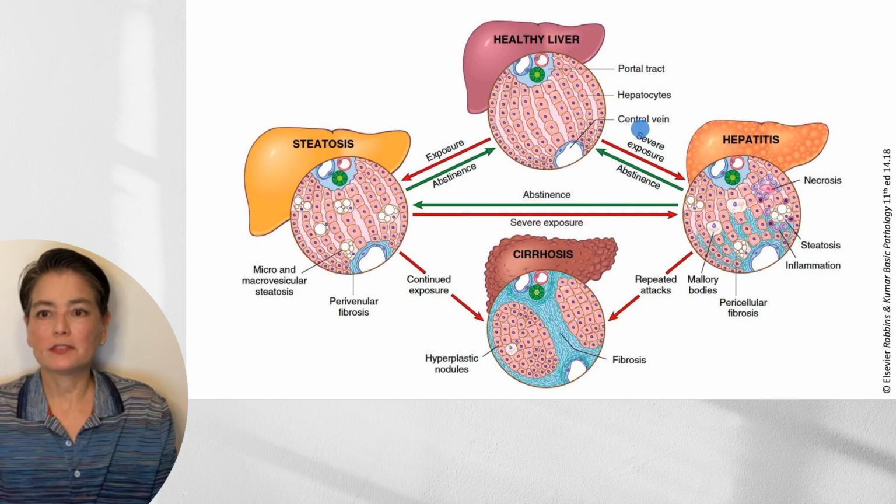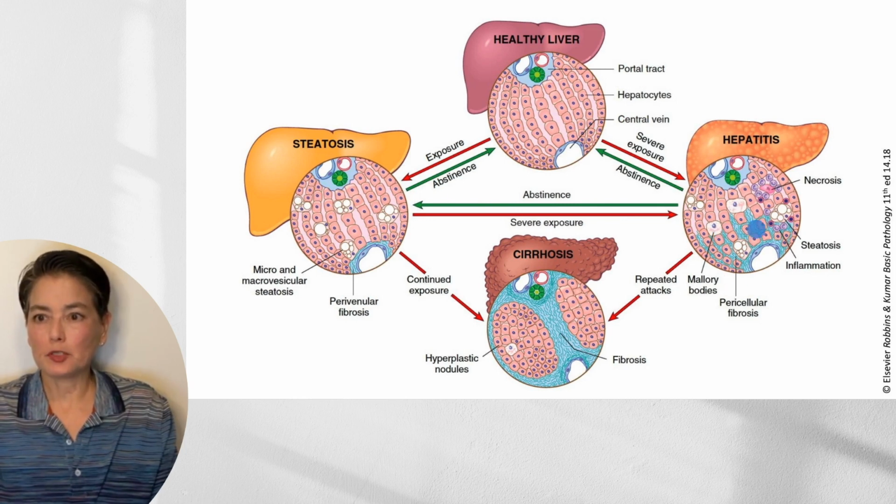If we have severe exposure, we may transition directly from the healthy liver to steatohepatitis. And what we will see here is necrosis of individual hepatocytes, steatosis, as well as some inflammation, primarily neutrophils. We can get this pericellular fibrosis, which is extending from our central lobular area. This is referred to as looking like a chicken wire fence, and I'll show you a histologic image in a bit.